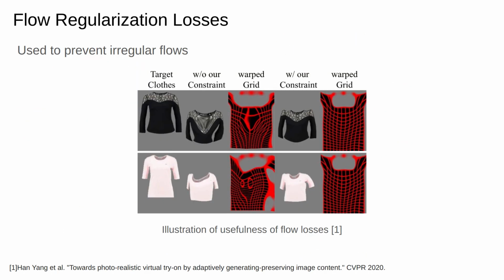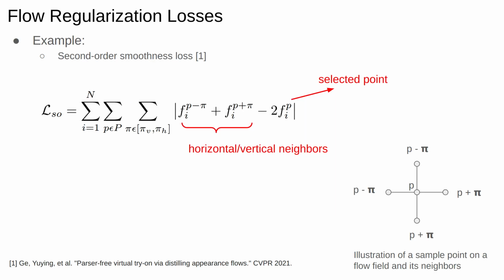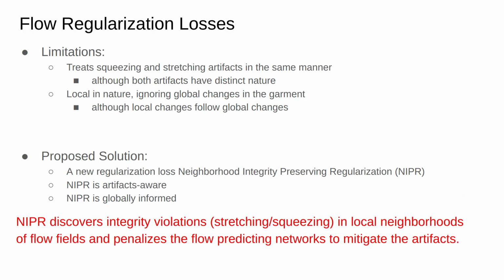In virtual try-on, flow regularization losses are used to prevent irregular flows so that the warped garment is free of distortions. An example of such a loss is second-order smoothness loss, where the goal is to ensure equal distance between the vertical and horizontal neighbors of a point on a flow field. The losses have inherent flaws which result in subpar try-on results.